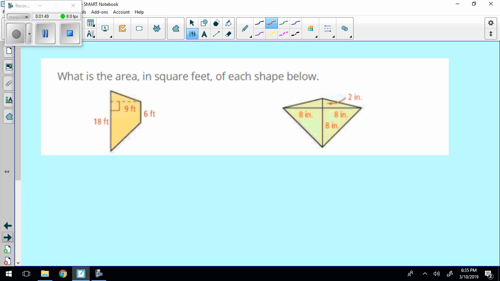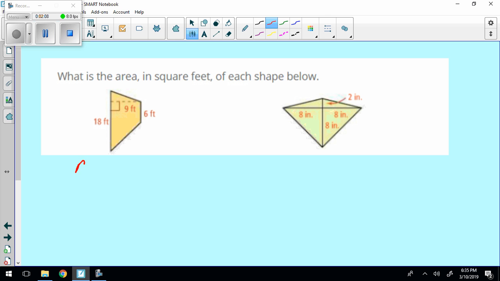Our area on the second question needs to be in square feet, and we're finding the area of each shape below. Now in the second shape, because it's in square inches, we're just going to say in square inches. We're just going to find the area in square units. Our first shape is a trapezoid.